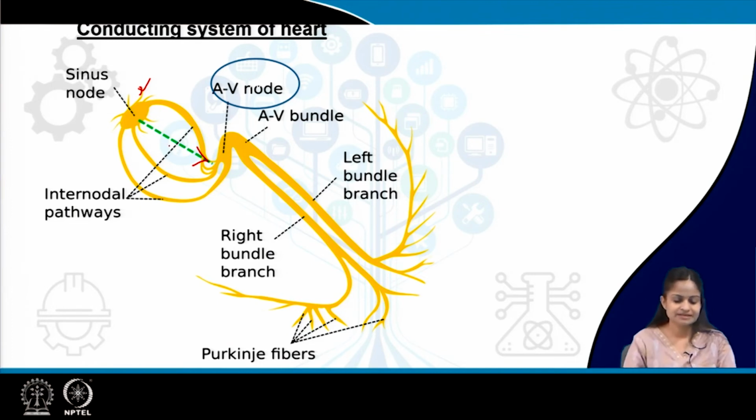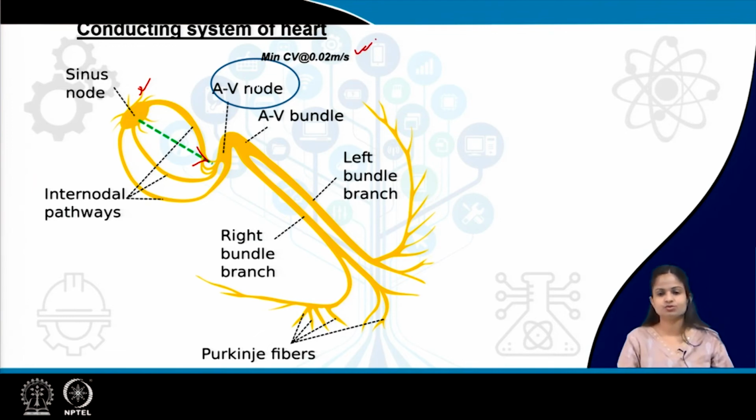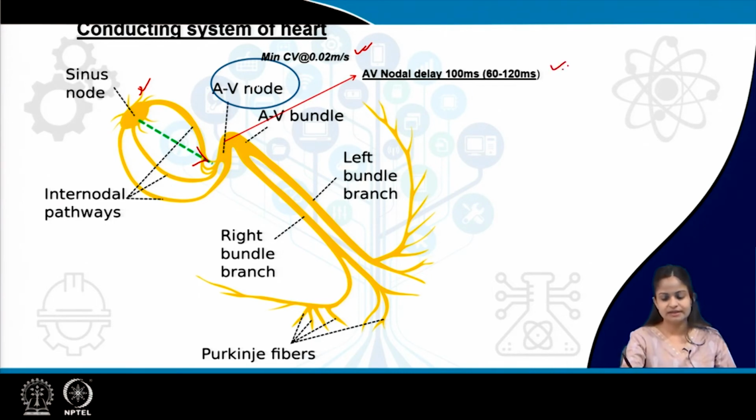This impulse is nothing but the atrial depolarization, and as I told you, this AV node is a very slow conducting pathway, and this AV node will have a delay of 100 milliseconds or 0.1 seconds. The conduction velocity at this AV node is 0.02 meter per second, which is very slow, to ensure full contraction of the muscles and proper filling of the ventricles. So this AV nodal delay has been told.